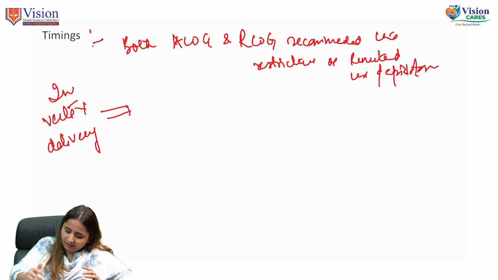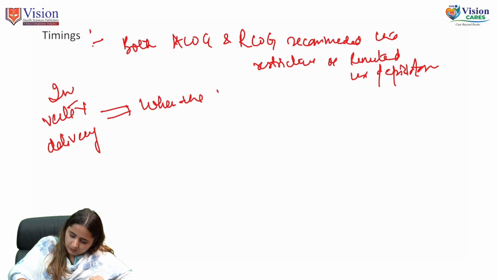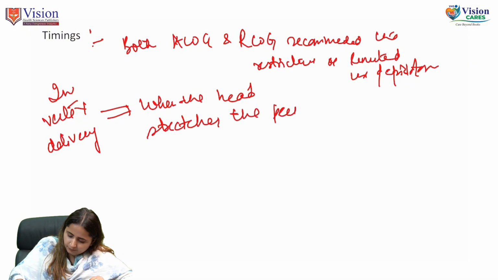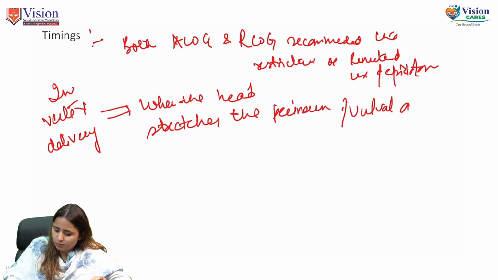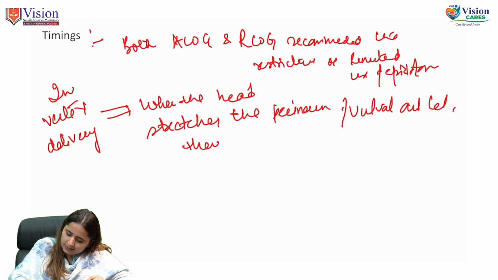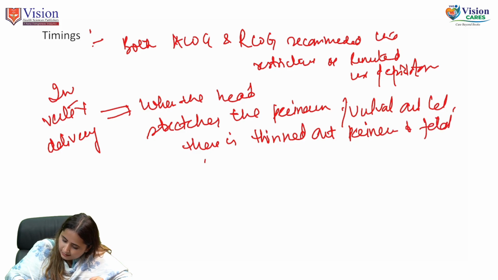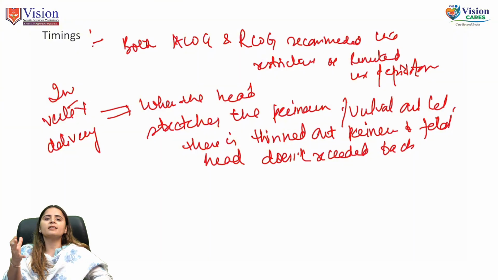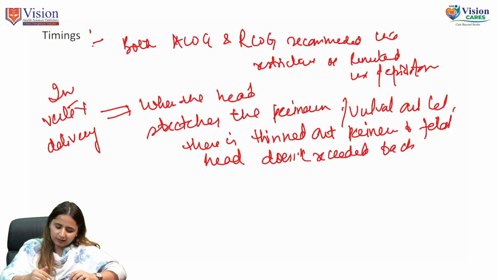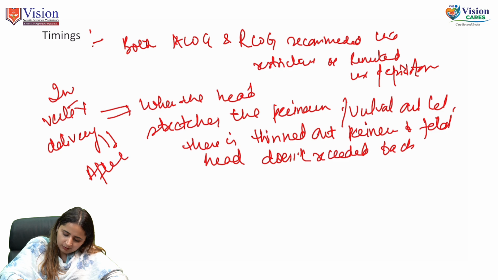In case of vertex delivery, when the head stretches the vulval outlet, when the head stretches the perineum, when there is a thinned out perineum and the fetal head does not recede back. When the fetal head does not recede back, what is it called? It is called crowning.